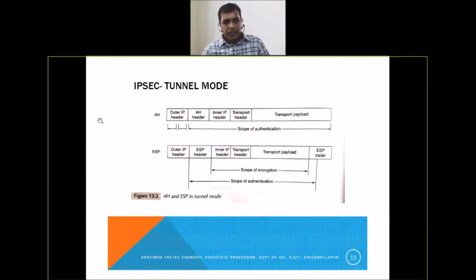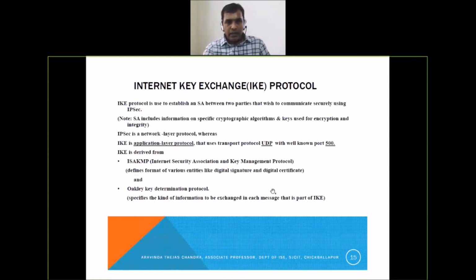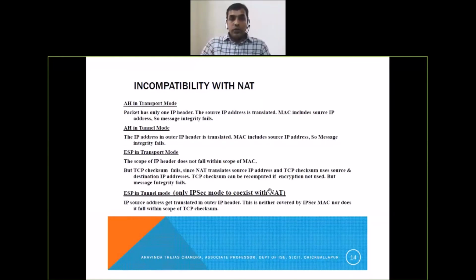So you can see this here. Previously, you can see here, the outer IP header does not fall within the scope of encryption or the scope of authentication. So that is the reason why ESP in tunnel mode will work. That means if you are doing network address translation, ESP in tunnel mode will work, whereas AH in transport mode, AH in tunnel mode, and ESP in transport mode don't work.